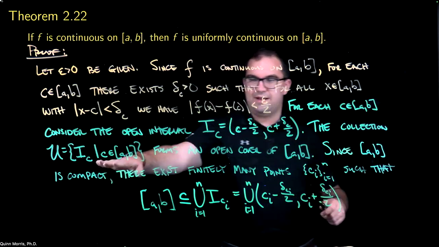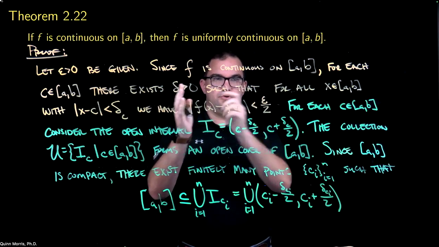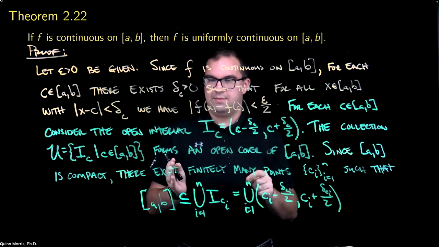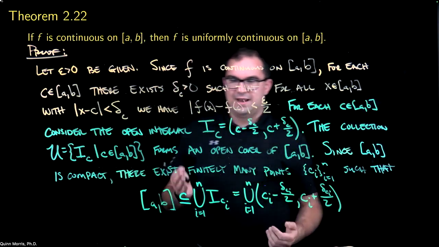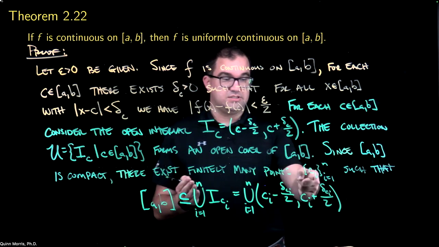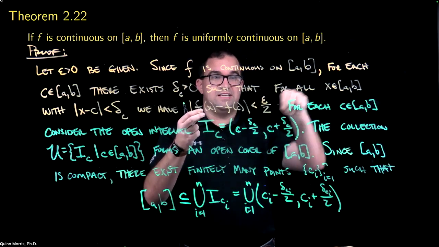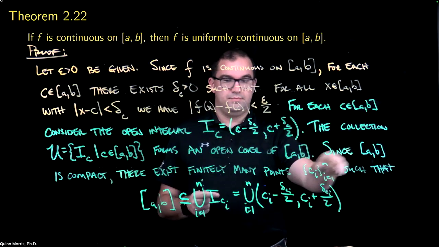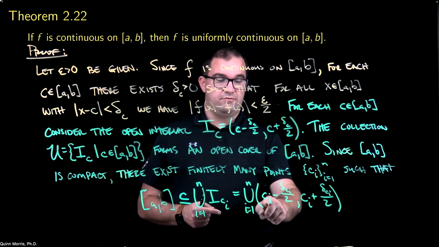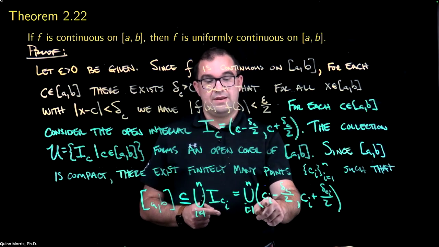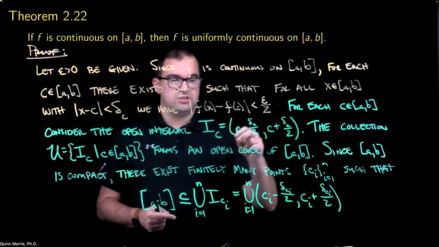So let's go back. We had this open cover. It was formed by taking these intervals centered at each point C in my closed interval AB. That formed an open cover of AB, and because AB is compact, there exists a finite subcover. I'm going to describe that finite subcover by looking at the finite number of centers of these intervals that are left. To each of those centers there's a delta value, a delta C sub i, associated.